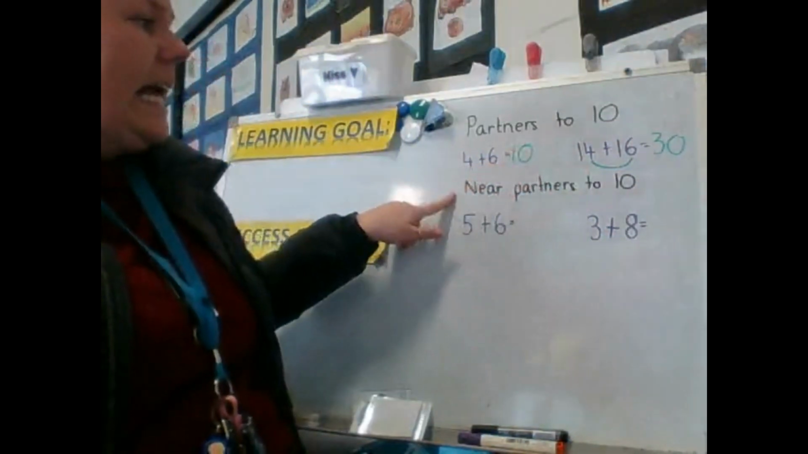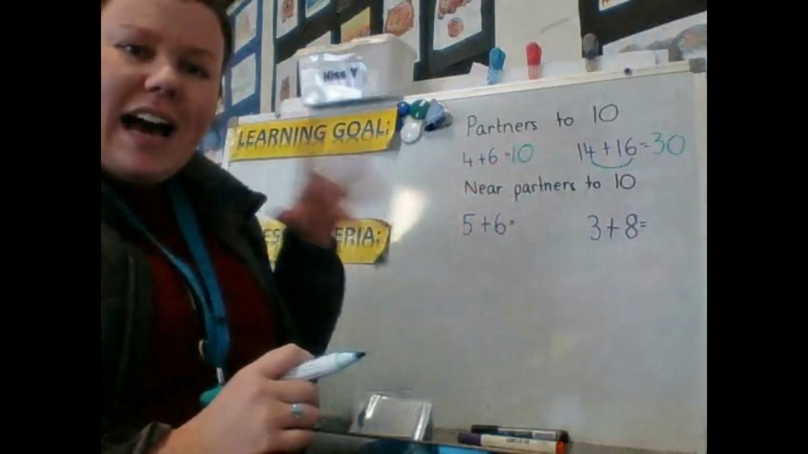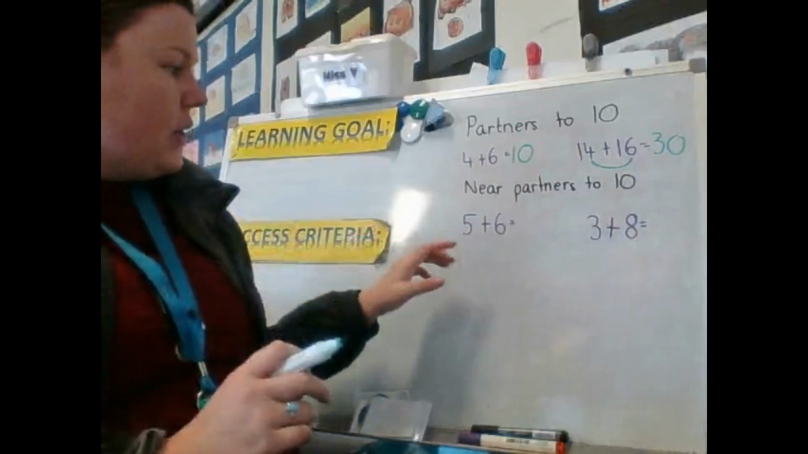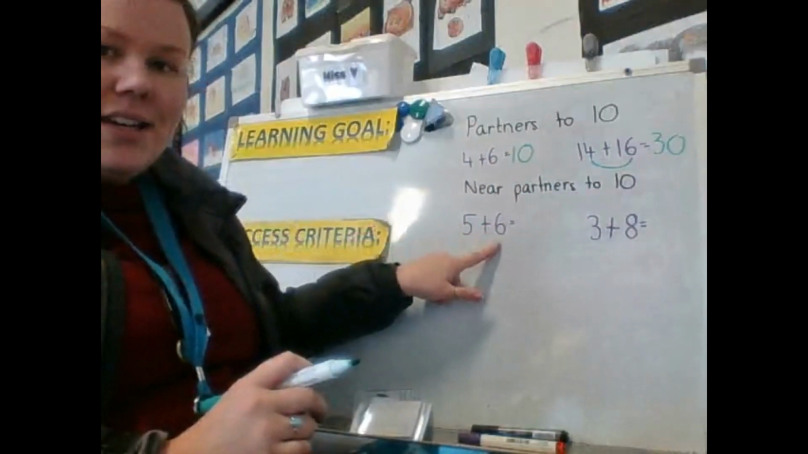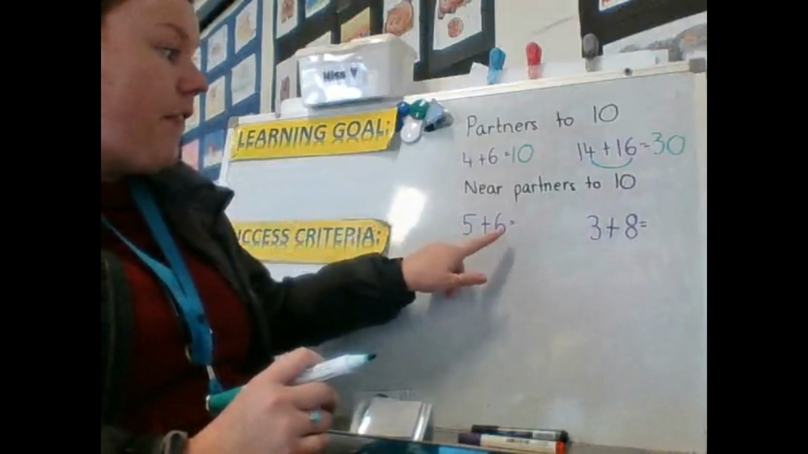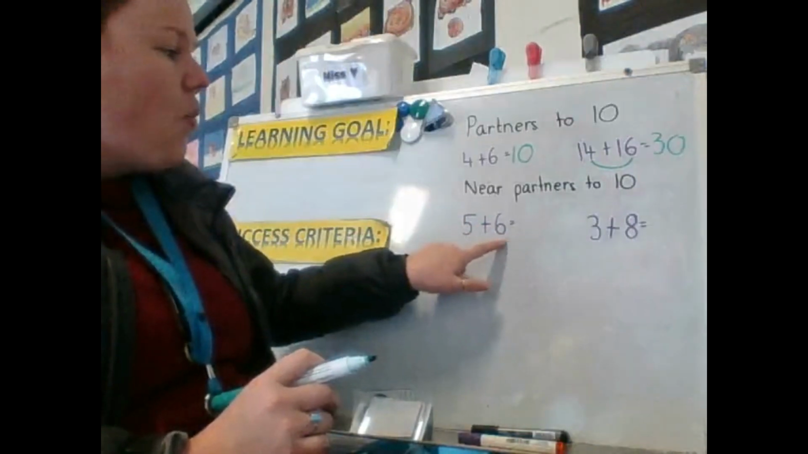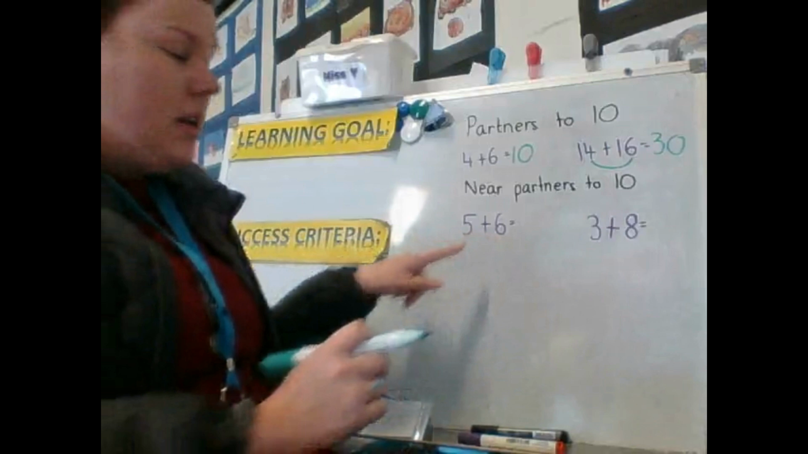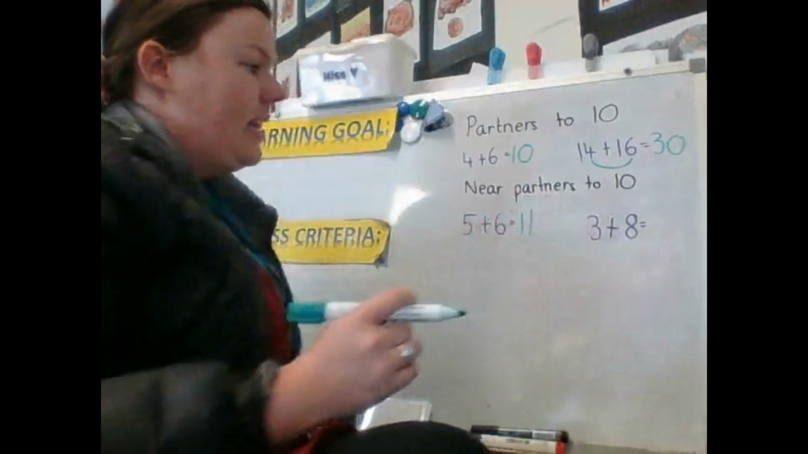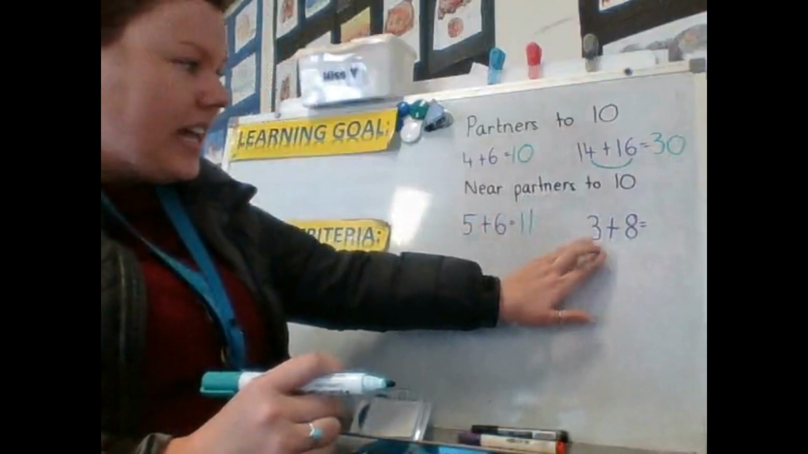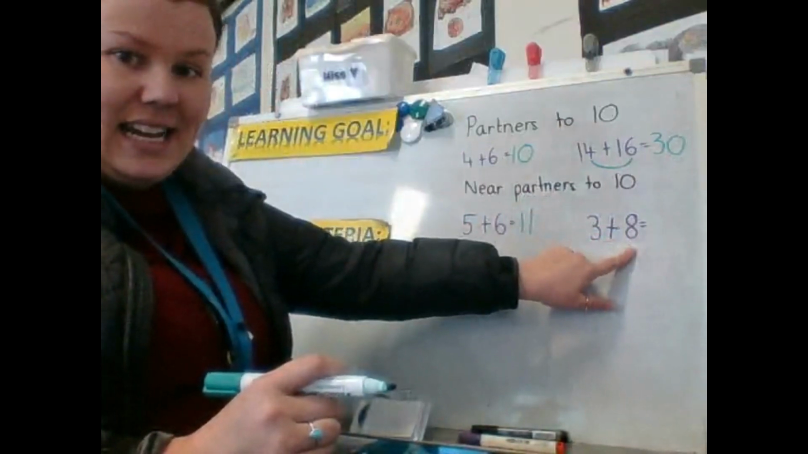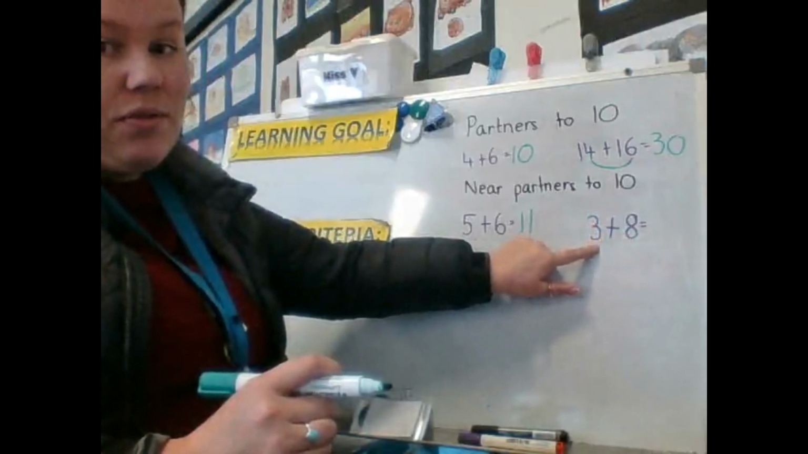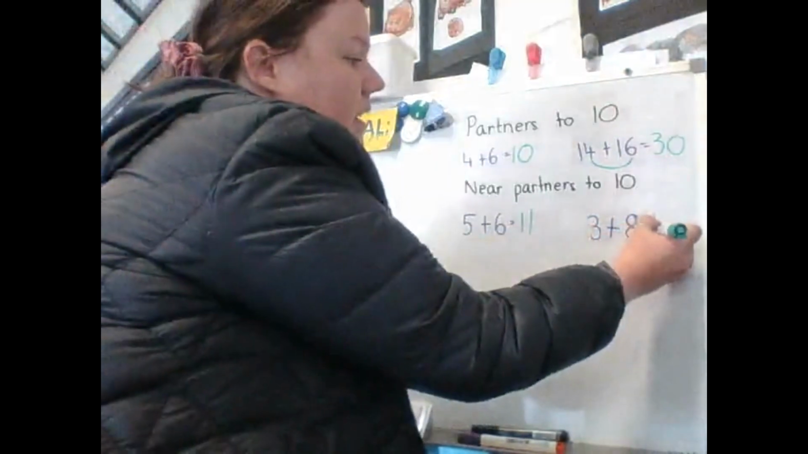All right, our near partner to 10 is when we use our knowledge of partners to 10 for numbers that are very close to our partner to 10 numbers. So down here I've got 5 and 6. So I know that 5 and 5 makes 10, and I've got one extra on the end. So I know 5 plus 5 is 10, plus one more must be 11. Same with over here. I know that 2 and 8 is 10, so I'm going to do 2 and 8 is 10 in my head, plus one more because we actually have 3. So that gives me 11 as well.